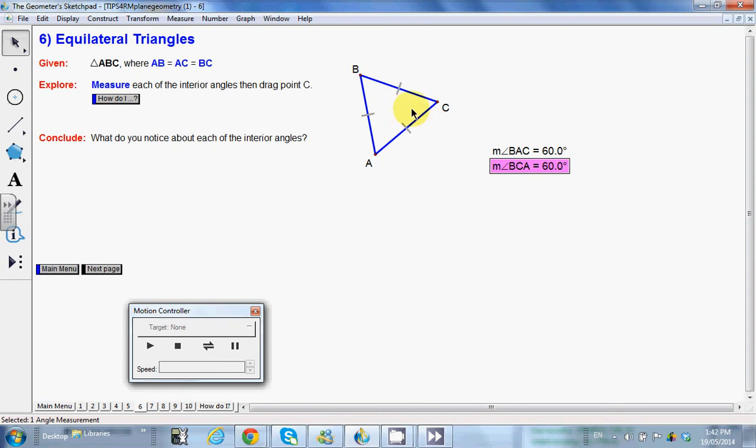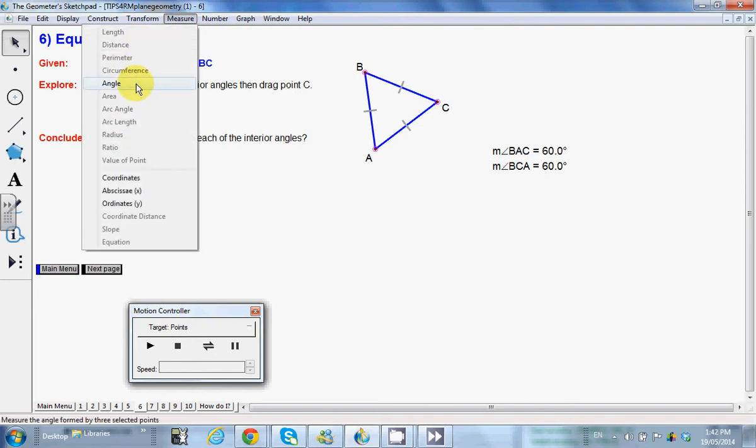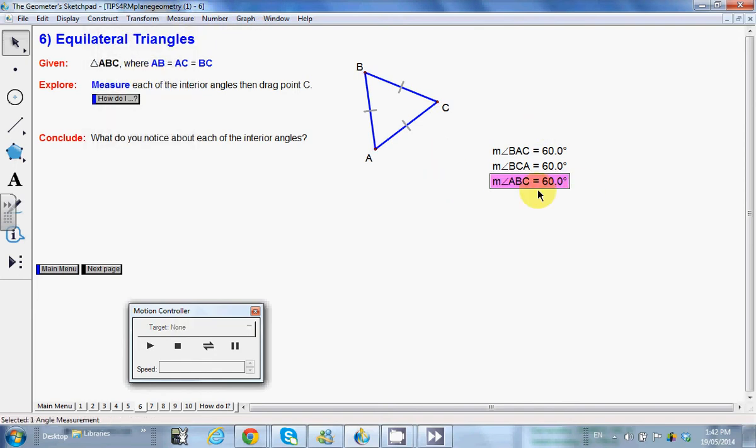We see the next one is 60, and the last one we've got to check is ABC. And we should see they're all the same. So it's like an isosceles: these two have to be the same, these two have to be the same, as well as B and C have to be the same. So if all the angles are the same, and it adds to 180, we know that they'd have to all be 60. So this should kind of make sense to us.